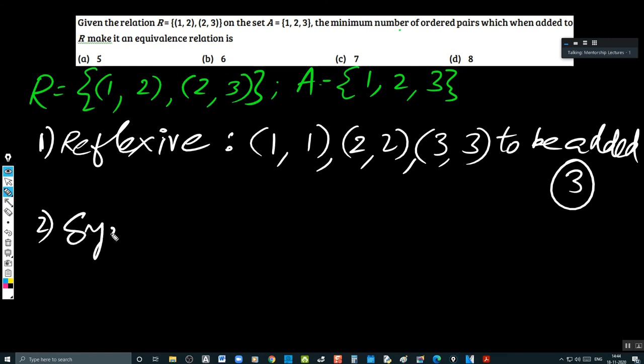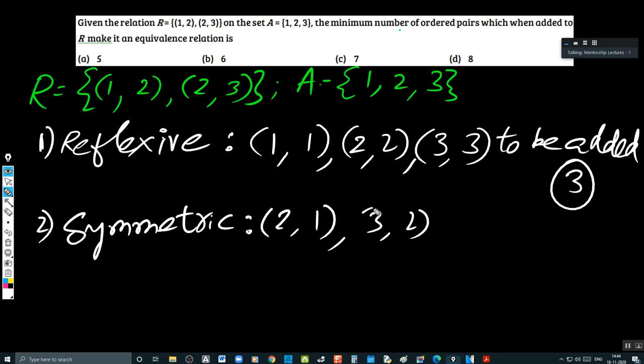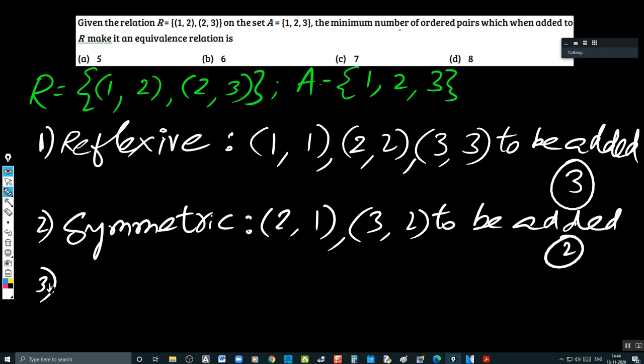Next, symmetric, please. Symmetric, I need not have to tell you. (a, b) belongs to R and (b, a) also belongs to R. So (1, 2) belongs to R, (2, 1) must be there. (2, 3) is there, (3, 2) must be there. To be added. So how many are to be added? 2.